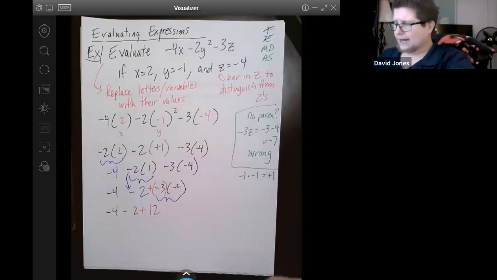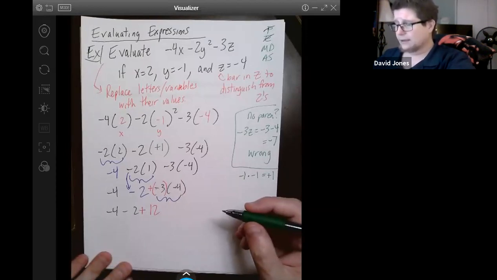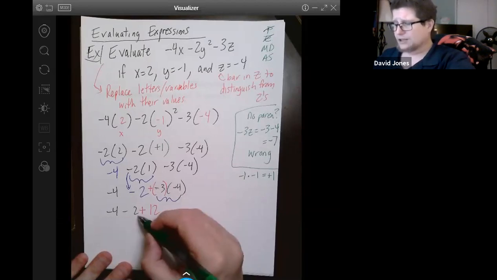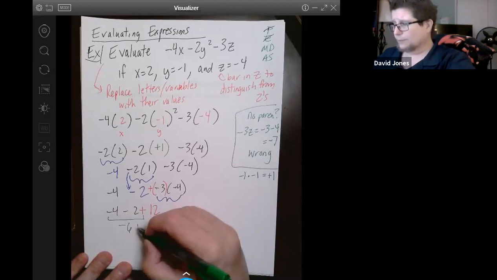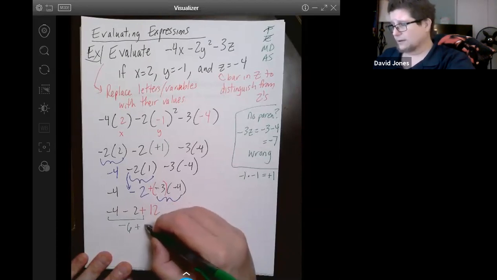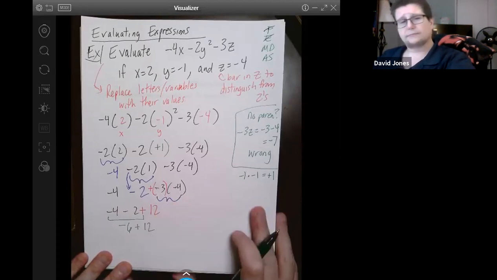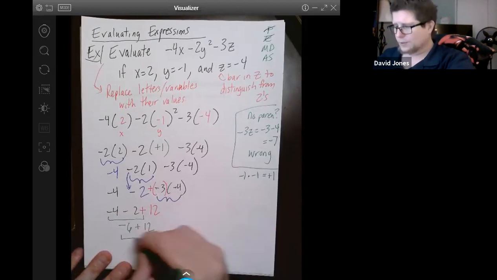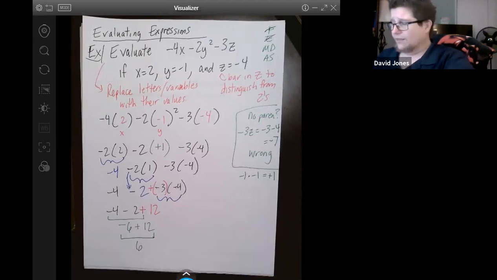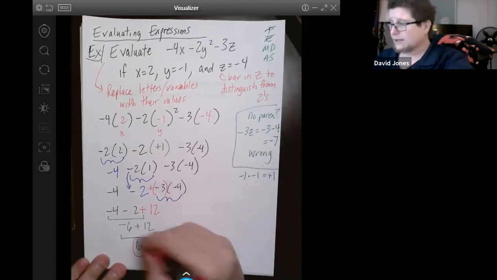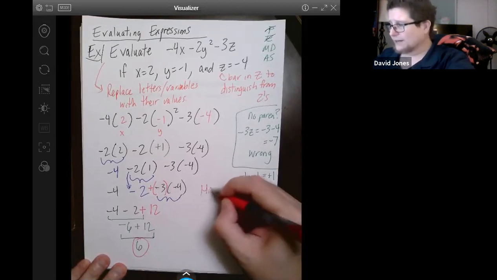And now we add from left to right. -4 minus 2 is -6. Then we've got +12. -6 plus 12 is 6. That's our answer. You have to go left to right.